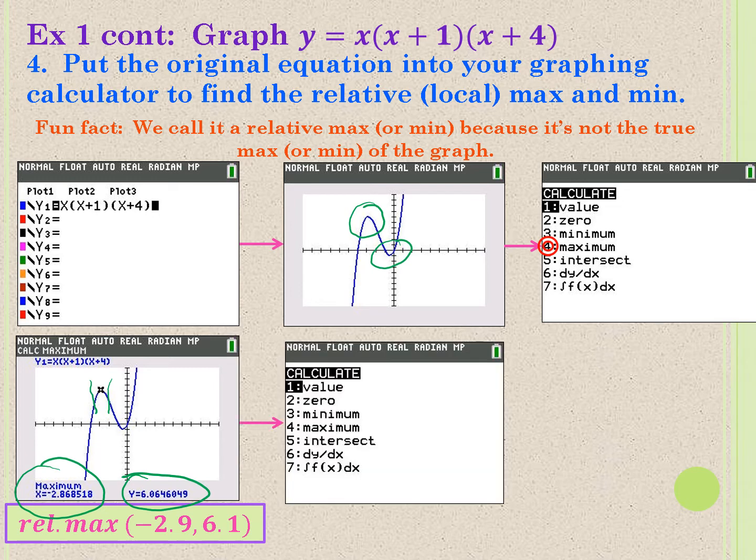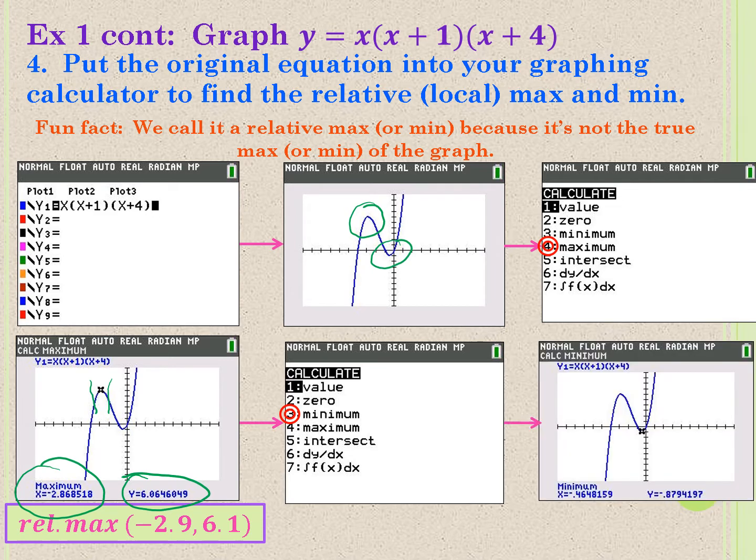I then repeat the process, but this time I'm going to pick minimum. So second trace, pick the minimum now. We're going to find that relative minimum. So you're going to go to your graph. It's going to ask you for a left bound. That means go a little bit to the left and hit enter. Then it'll ask you for the right bound.